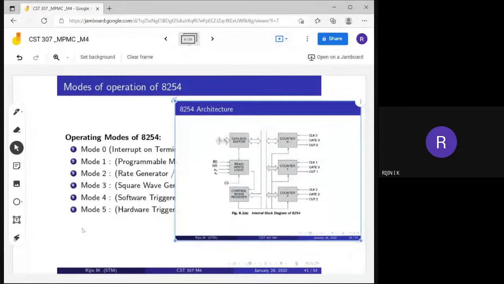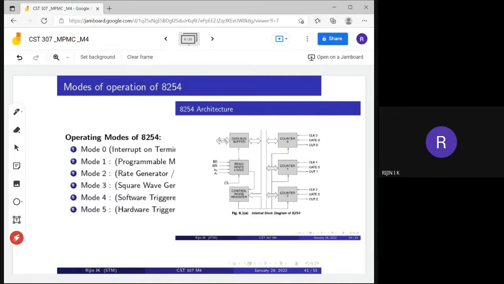One control word register is there. This is a control word register. Before performing the counting operation, we need to initialize the counter. For initializing that counter, first we need to write the control word to the control word register. Then after writing the control word, you need to write the count value to the corresponding counter register. Then only it will start its operation.